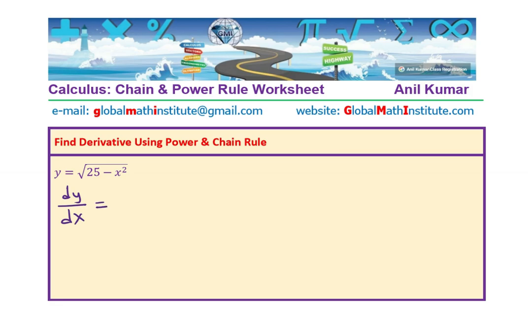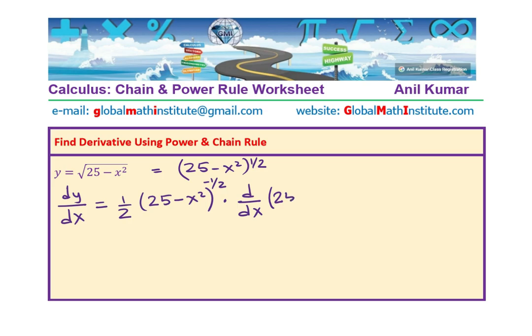So dy dx, first let me rewrite this as many students write. I actually normally write directly to the power of half, right? So dy dx will be, applying the power rule, half times 25 minus x squared to the power of half minus 1, which is minus half, correct? Which you will write times the inside function derivative, so d dx of 25 minus x squared. Clear?